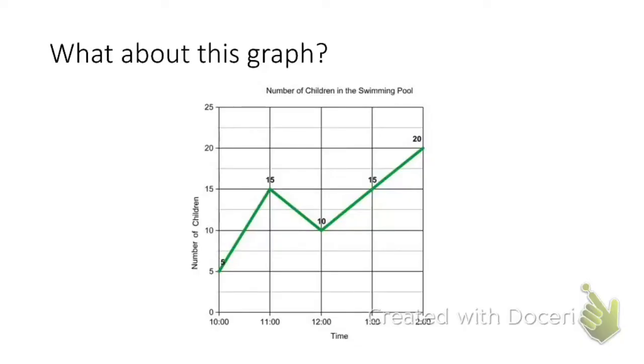Okay, let's look at this graph. Here we have on the x-axis different times of the day, and on the y-axis we are measuring the number of children in a swimming pool. This is not exactly showing a continuum, because number of children increments in full numbers. So a line graph may not be a really good representation for these data.